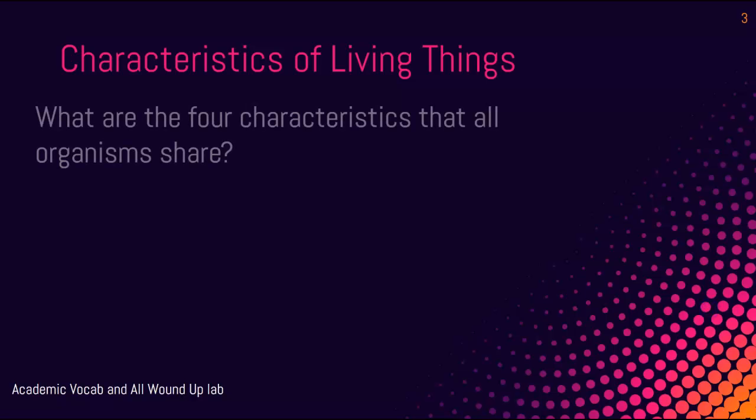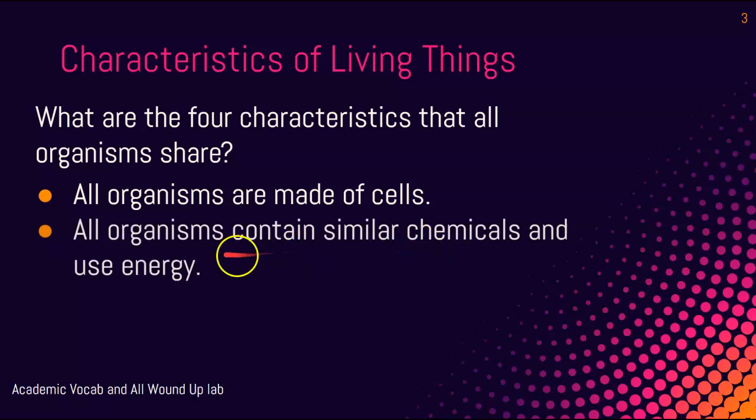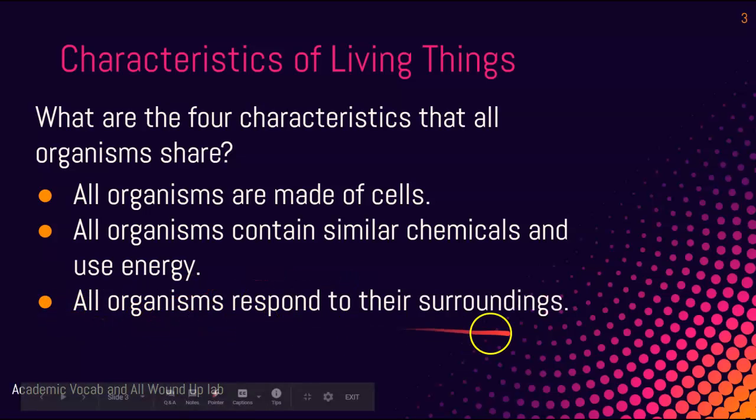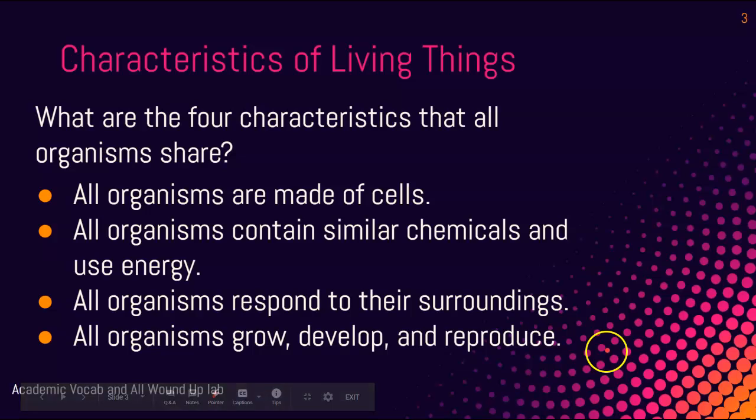Characteristics of living things. What are the 4 characteristics that all organisms share? What are the 4 things that all living things share? All organisms are made of cells. All organisms contain similar chemicals and use energy. All organisms respond to their surroundings. All organisms grow, develop, and reproduce. So those are the 4 characteristics that all organisms share.